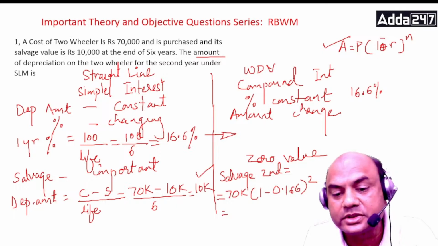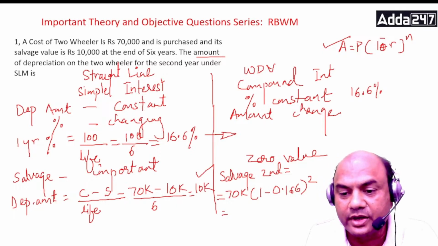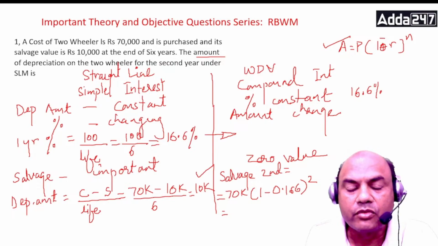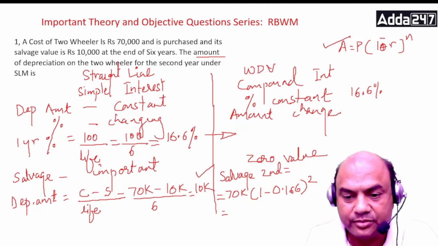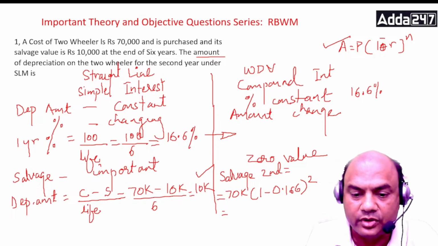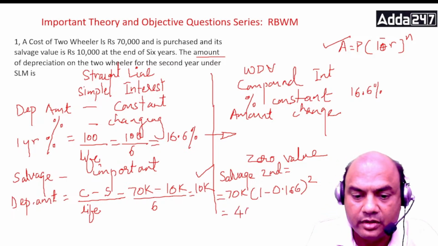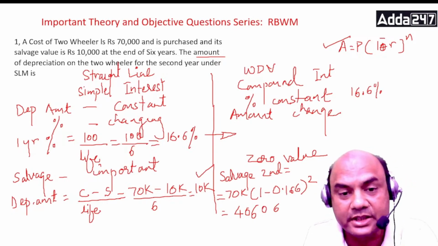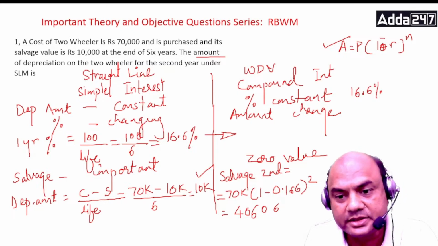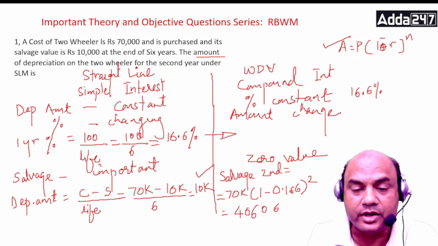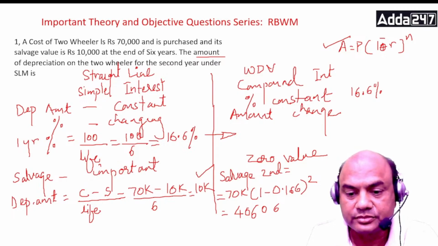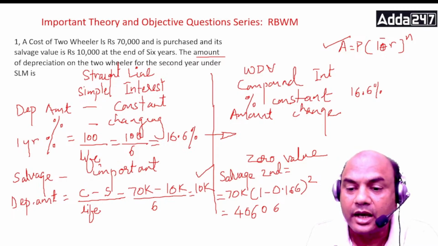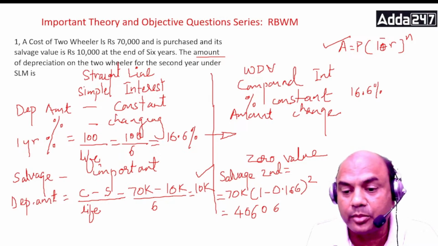So 0.58 into 70,000 now. So into 70,000. 1, 2, 3. So what is the answer you are getting? 4606. Are you getting the same? 4606. Okay, this is your salvage value after the second year. Are all of you getting this? Yeah? Kindly check it. 4606. Everyone must get this. Well, let's do it again. Let me see how many of you are answering.